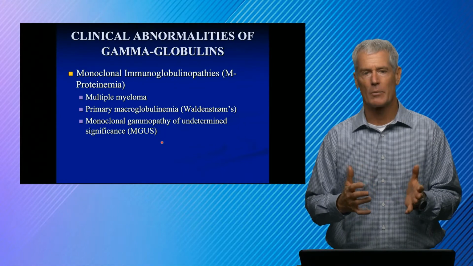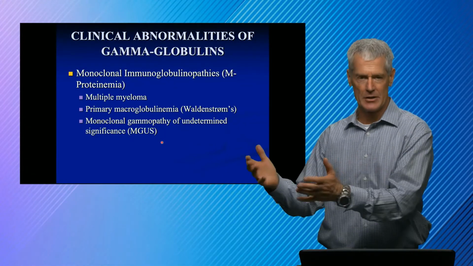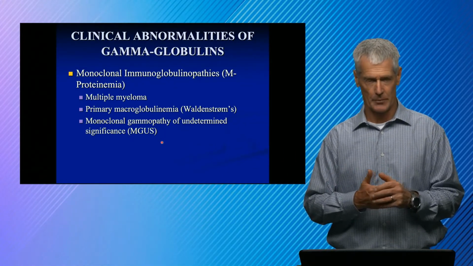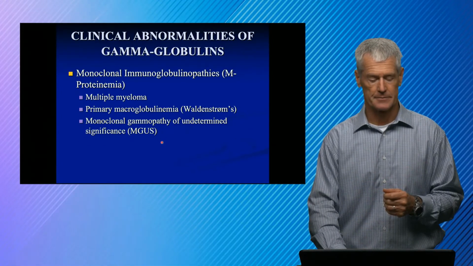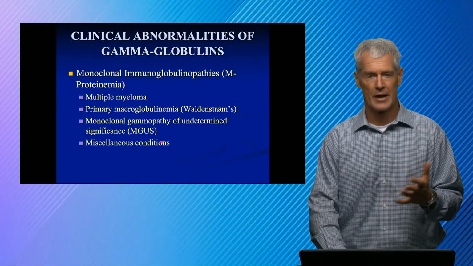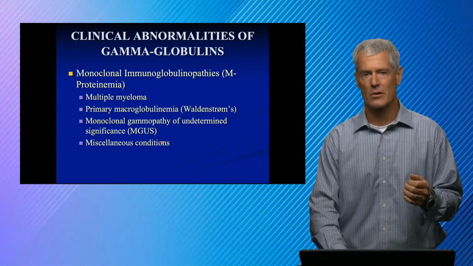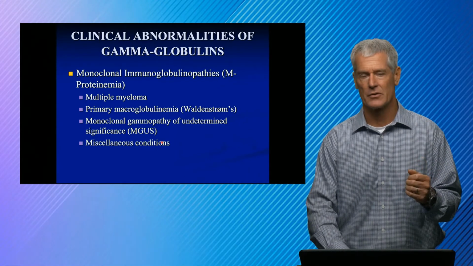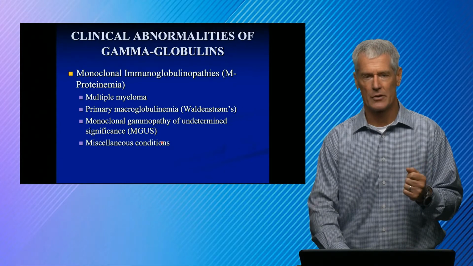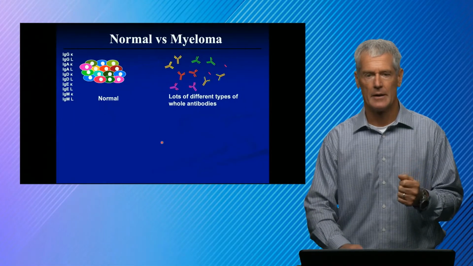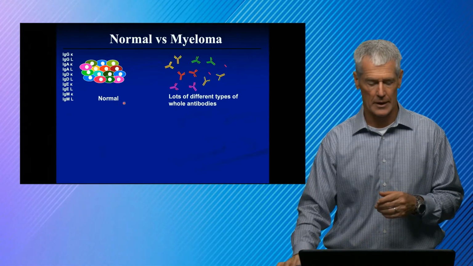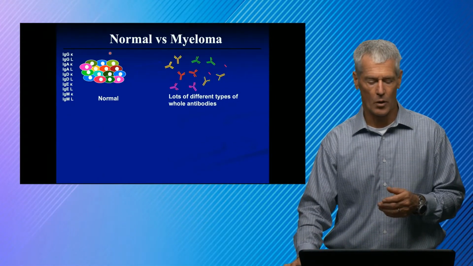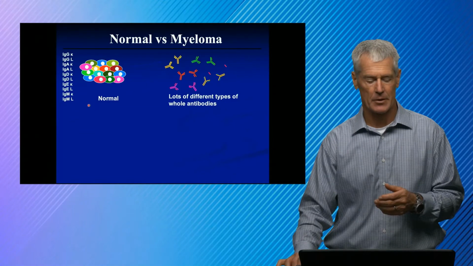They do have a higher preponderance to transferring into multiple myeloma, so those patients are going to be required to be followed and monitored a bit more closely. And then you can have small monoclonal proteins in infectious processes, but typically they go away, so they're not a stable finding. So this is what a normal bone marrow or population of immunoglobulins looks like.